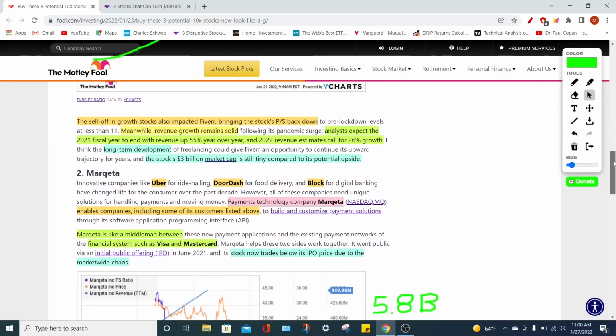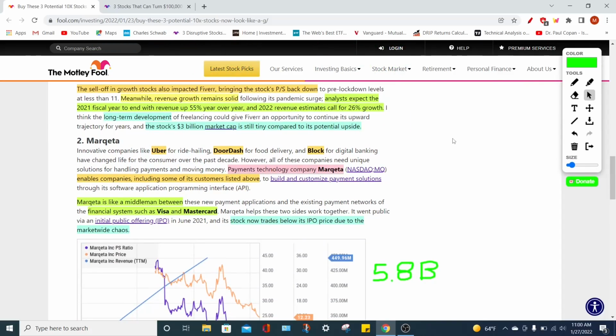So if we want to look on the bright side of this growth stock sell-off, this can actually provide us with a fantastic buying opportunity specifically for Fiverr stock. This has lowered their overall PS ratio, and with fantastic increasing revenues, this is going to be a fantastic stock to own according to analysts. Analysts even anticipate for the fiscal year of 2021 that the revenues would have increased 55% year over year, and in 2022, that revenue estimate is supposed to increase another 26% year over year, which is fantastic growth, and this makes Fiverr a fantastic long-term stock to buy if we follow what analysts are saying right now about it.